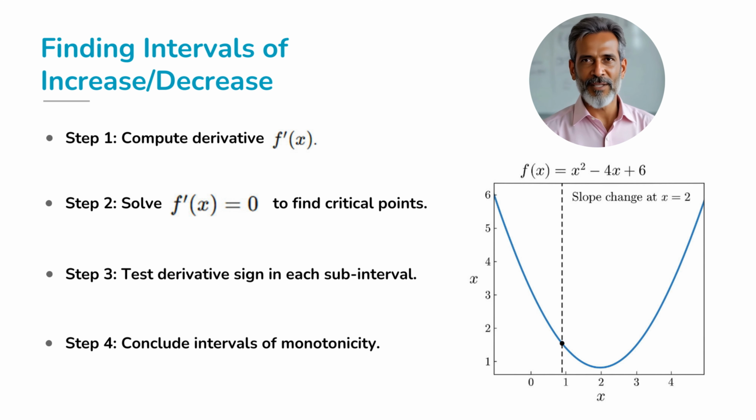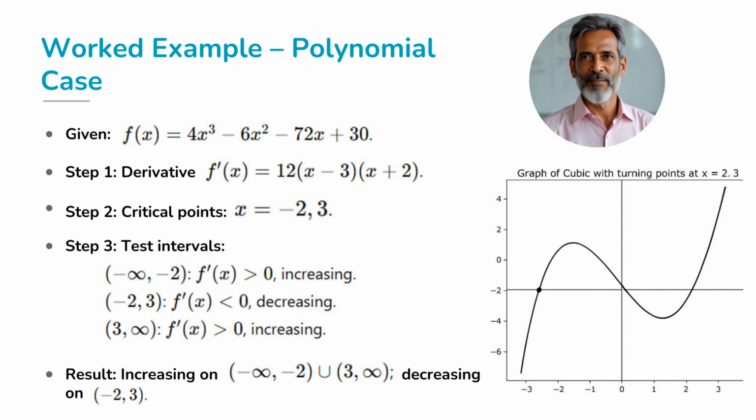For example, take f of x equals x squared minus 4 times x plus 6. Its derivative is f prime of x equals 2 times x minus 4. Solving f prime of x equals 0 gives us x equals 2. This divides the real line into two intervals, negative infinity to 2 and 2 to positive infinity. We can now test points in these intervals to see if the function is increasing or decreasing. Let's work through a more advanced example.